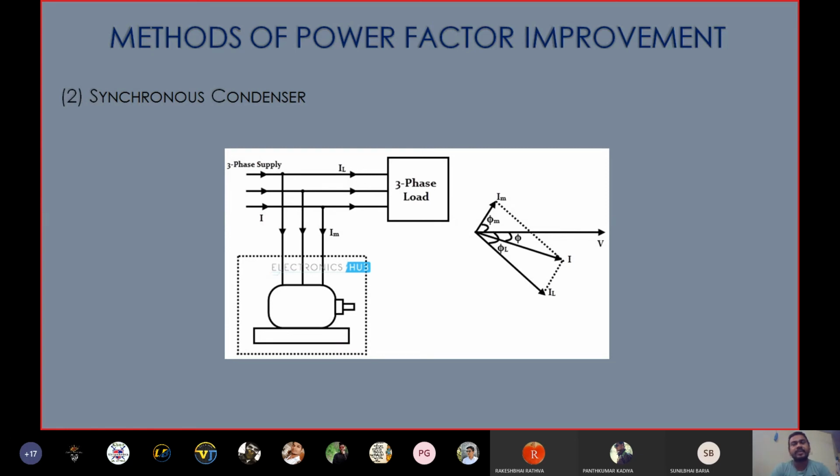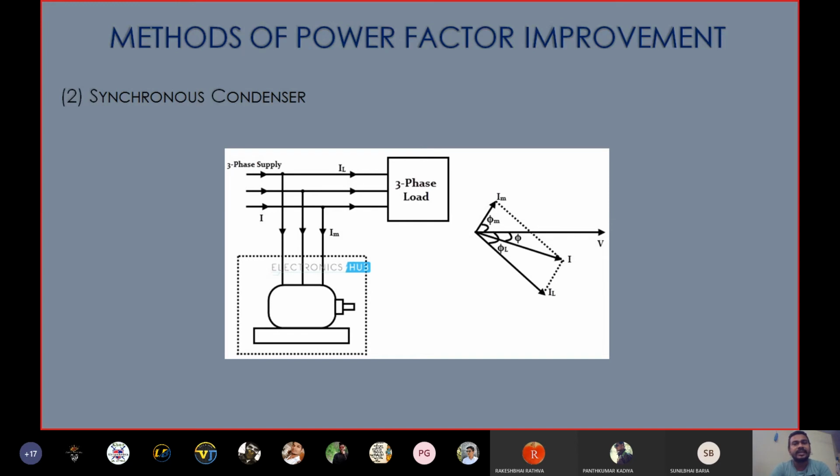A synchronous motor we can operate in over excited condition, under excited condition and normal excited condition, or we can say that a synchronous motor operates on lagging power factor, leading power factor as well as unity power factor. This is the only motor which can operate on any type of power factor. So a synchronous condenser is a synchronous motor which operates on no load and in over excited condition.